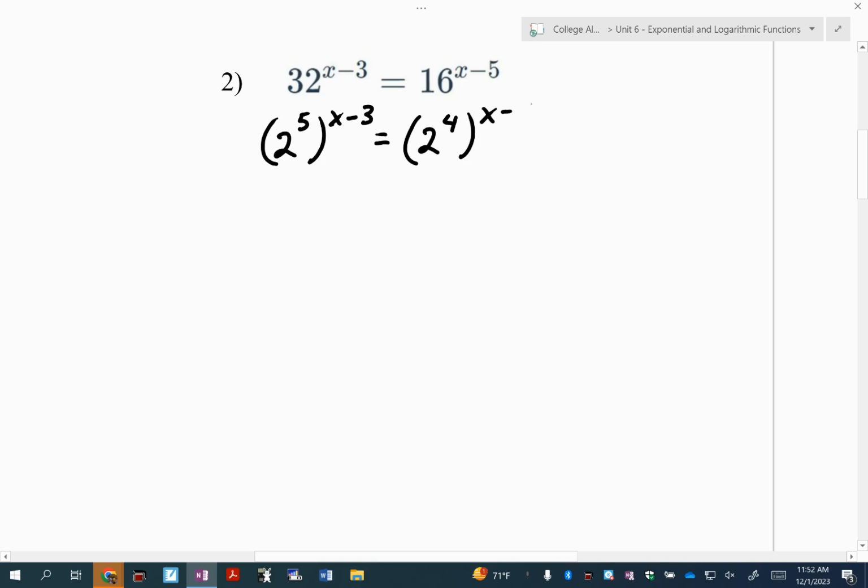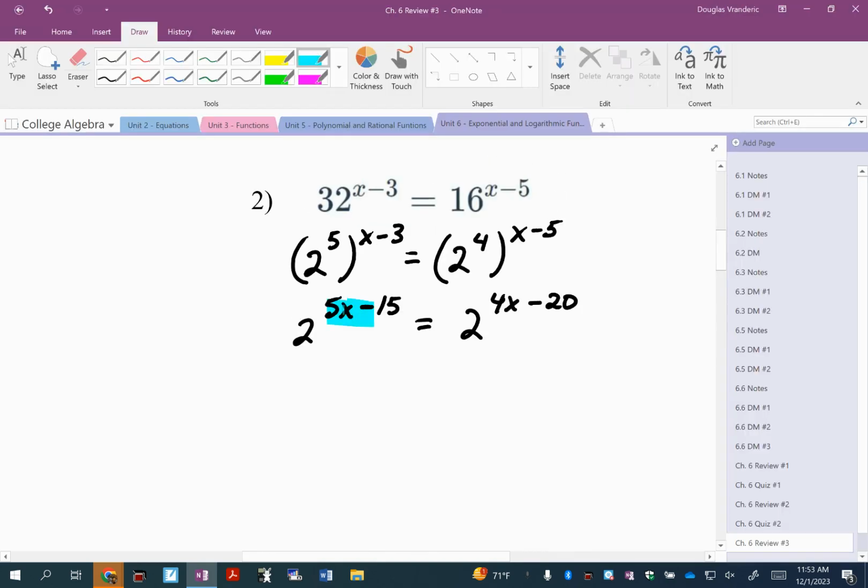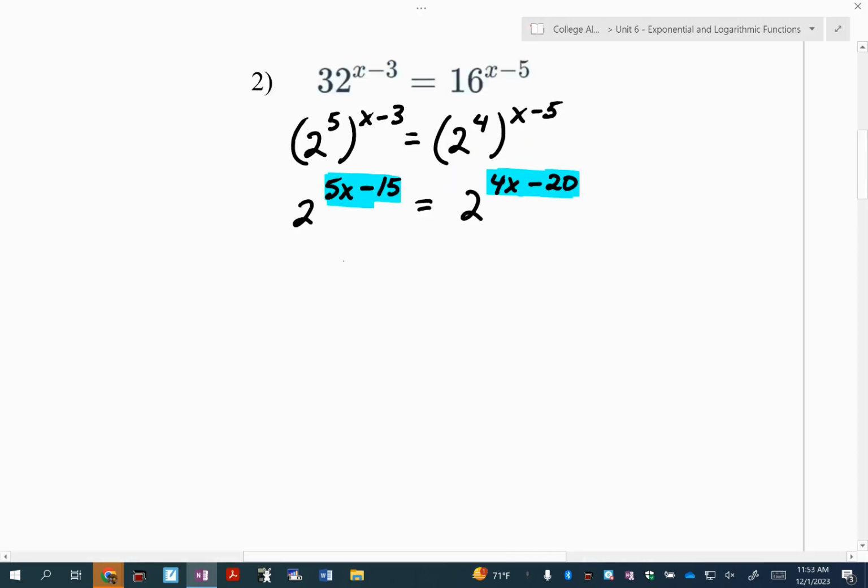Copy down the original powers. Like we did in the first question, we multiply when I have a power to a power. So 5 times x is 5x. 5 times -3 is -15. 4 times x is 4x. 4 times -5 is -20. And just like before, now that I have the same base, I'm going to remove the bases and just set my exponents equal to each other.